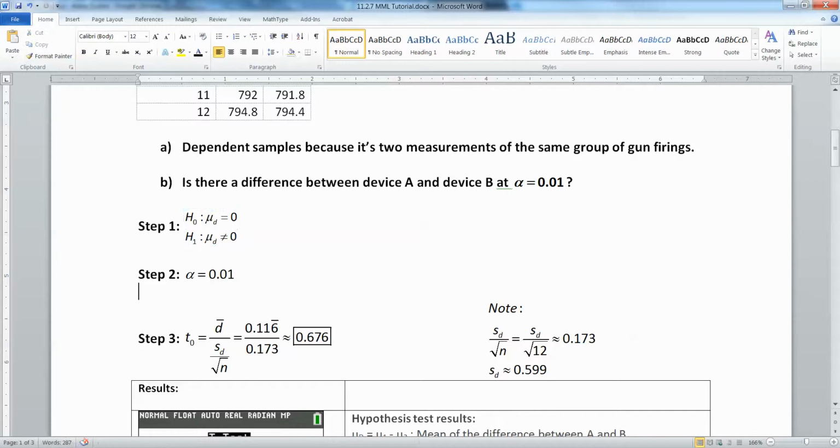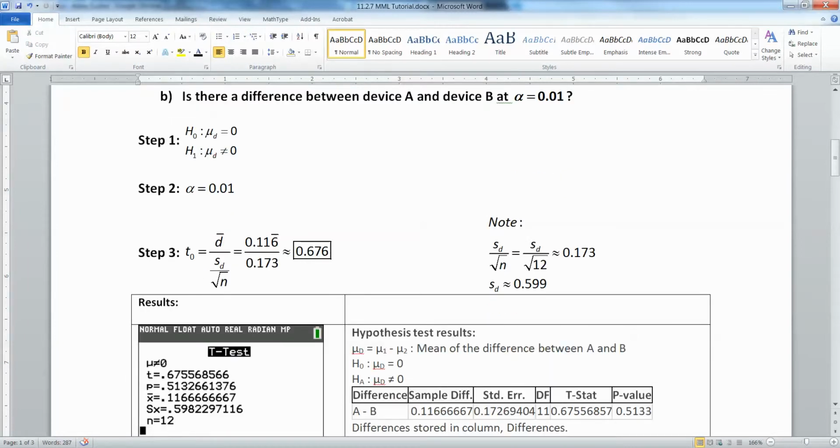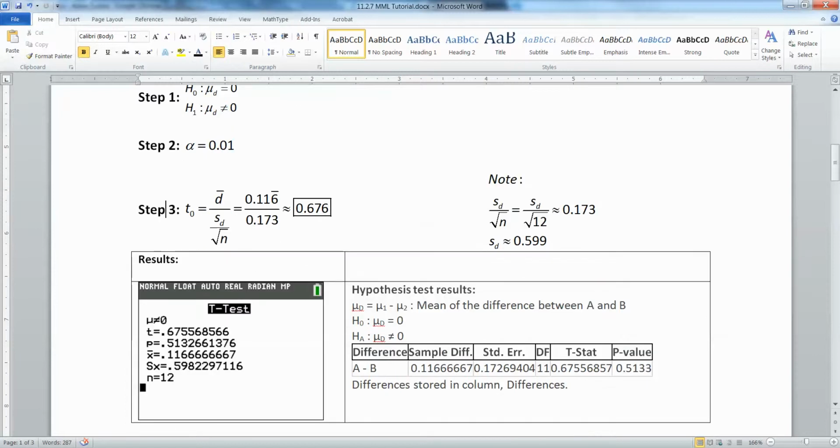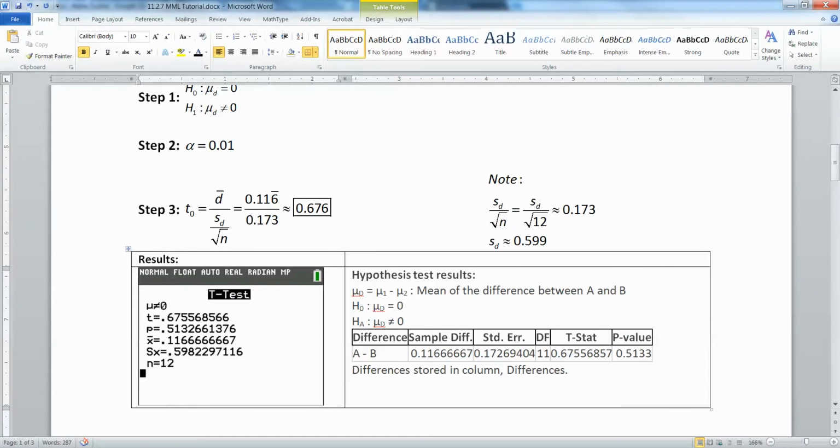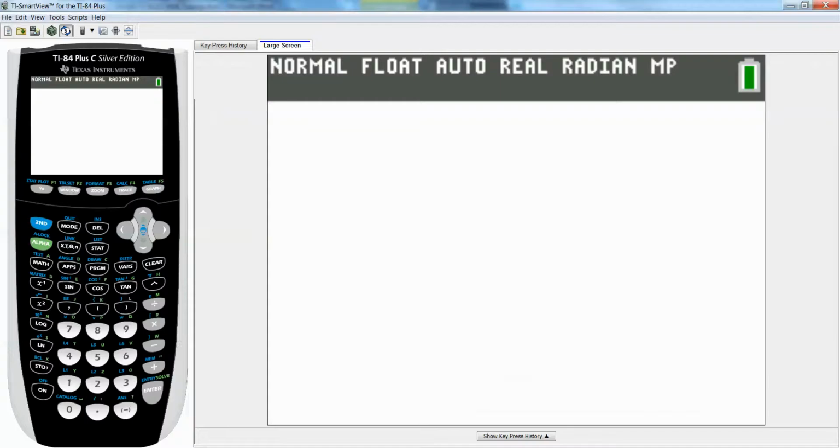Step 2 is everybody's favorite step. That's your alpha. And alpha is almost always given to you in the problem. In this case, it's 0.01, so you're done with that. Step 3, you need your test statistic. Okay, well, you can get this a couple different ways. To do this, it's easiest to just run the test either with the calculator or with StatCrunch. So let's do that. So it's d bar over s_d over the square root of n. Let me use the calculator first.